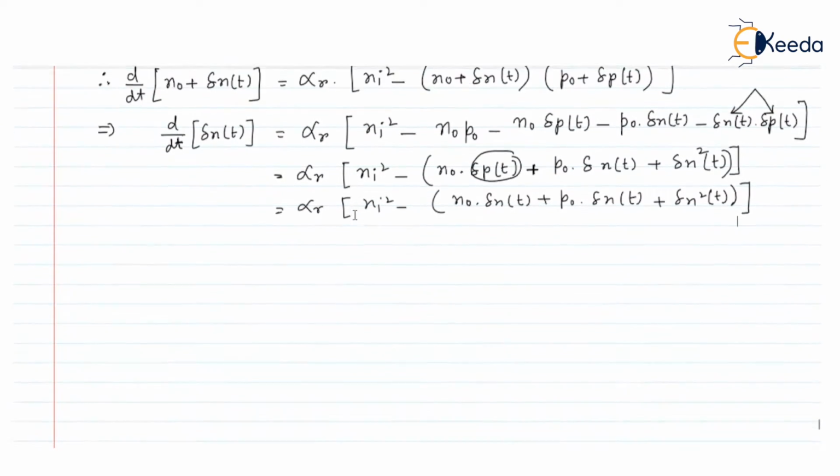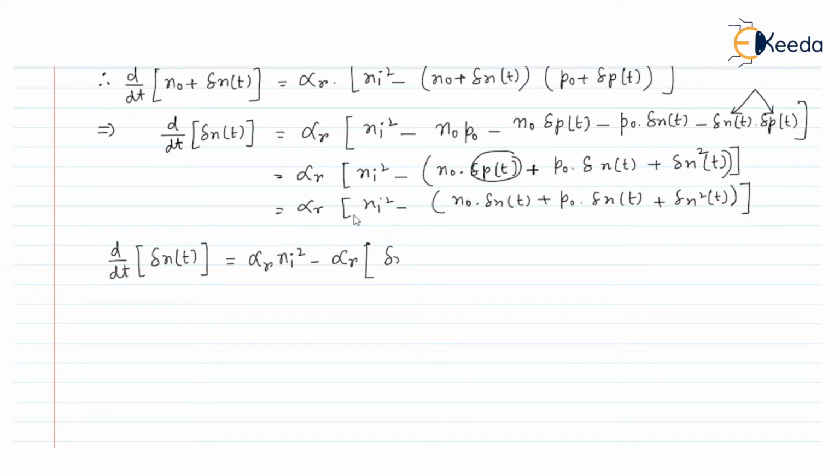Now further simplification we will get if I write d/dt of δn(t) will be equal to αr ni² minus αr, if I take δn(t) common, then we'll get (n0 + p0 + δn(t)). So from this expression, I have taken δn(t) common, so we'll get n0 plus p0 plus δn(t).